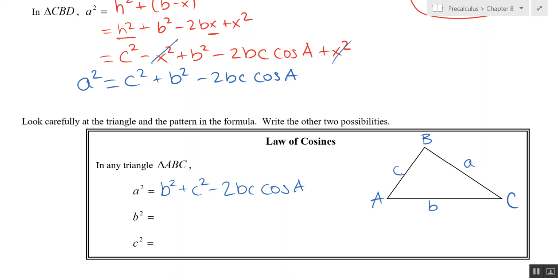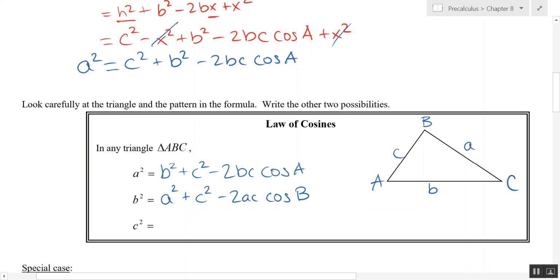To come up with the other relationships, understand that a squared is equal to b squared plus c squared. Those are the two sides that are not a. So we're going to do the same thing here. b squared is going to be equal to a squared plus c squared. Those are the two sides that are not b. Minus 2ac times the cosine of the opposite angle, b. For the third formula down here, again, the two sides that are not c are a and b. So I'm going to say a squared plus b squared minus 2ab times the cosine of the opposite angle, c.